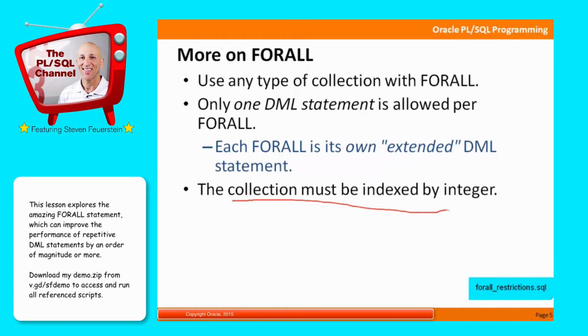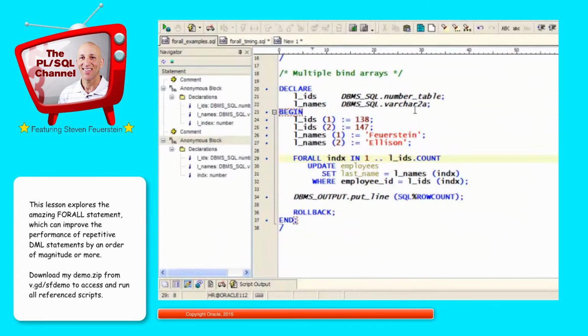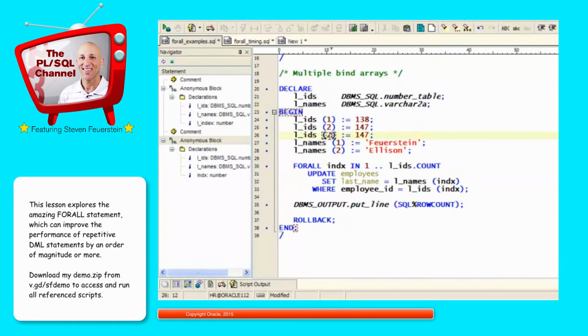The collection must be indexed by integer. Any of your bind arrays must be indexed by integer. No indexing by string allowed. And the bind array must be sequentially filled unless you use the indices of or values of clause. You actually just saw that in this example here. Or the better way to express it is if I have any missing values, so let's add a third to this one and a third to this one.